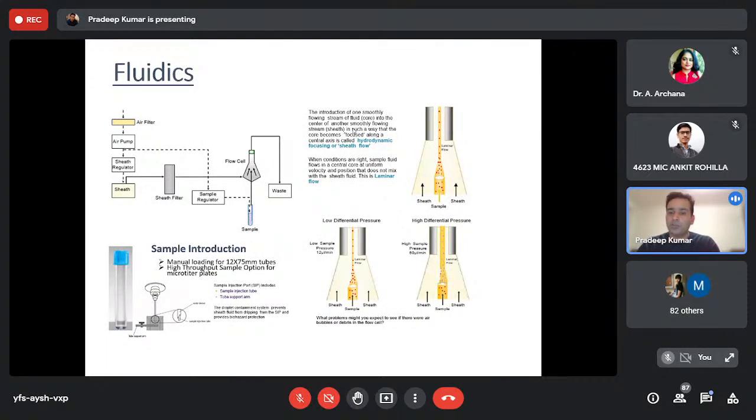But what happens when you increase the flow rate, like you push more cells through the instrument, like 60 microliters per minute of sample flowing? Then more cells are pushed, so cells start flowing in a zigzag fashion, and you may lose some resolution of the instrument, resolution of data. Okay.